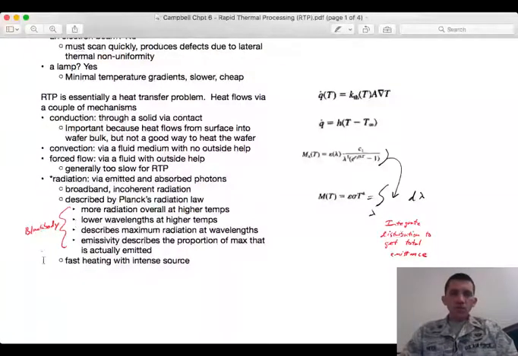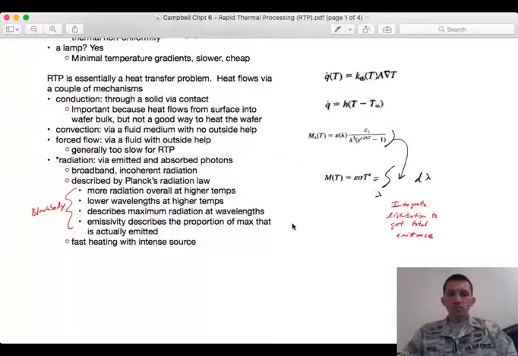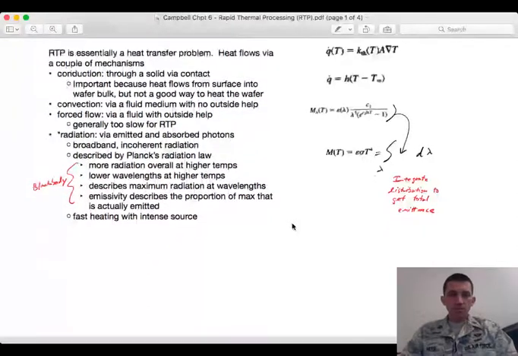But in general, black bodies describe emittance, and the general trends are that as you increase temperature, you get more radiation overall, and also the peak shifts to lower wavelengths. And the black body, as I said, is the theoretical maximum at any given wavelength, and the emissivity modifies that by some constant, something less than the theoretical maximum.